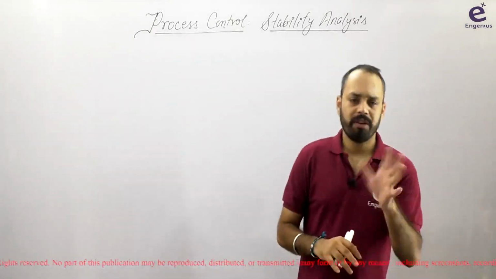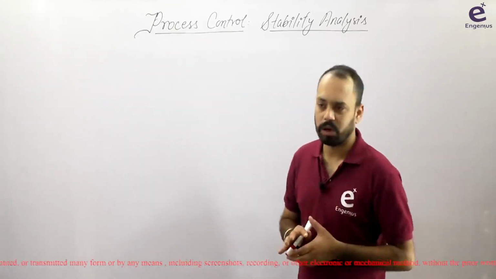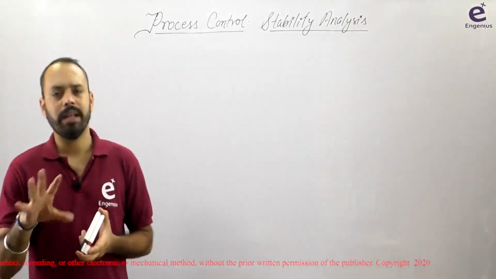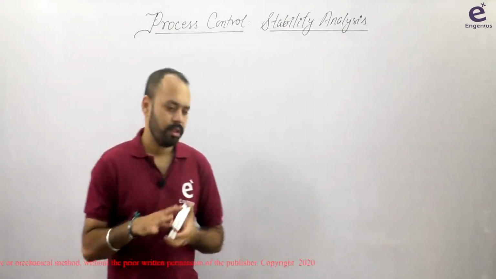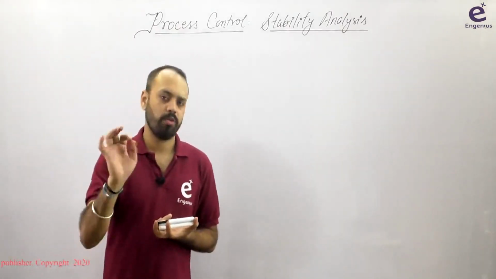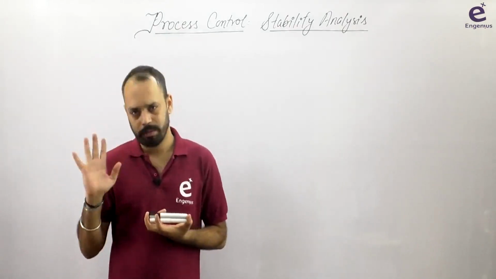Whatever be the case, we know that theoretically at least I cannot use Routh stability criteria when there is dead time present in the system. If you are getting a question on control system, there is a control block diagram and dead time is also there, never use Routh stability criteria. Even if the question has not mentioned it, don't go for Routh stability criteria.